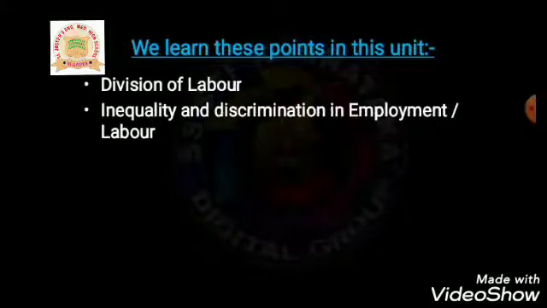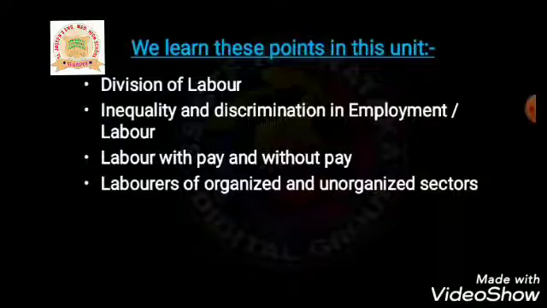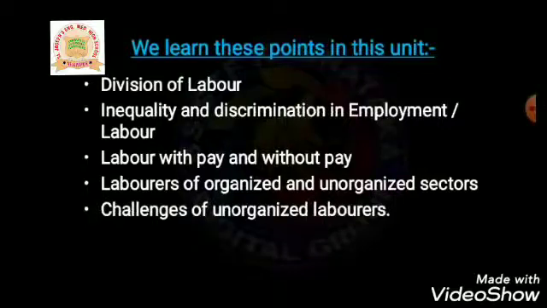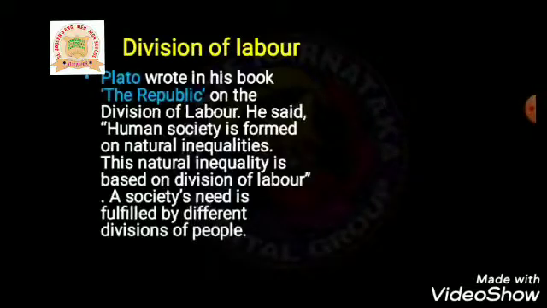and next is inequality and discrimination in employment or labor, and the next is labor with pay and without pay, and the next one is the difference between organized and unorganized laborers, and the last is the challenges which are faced by the unorganized laborers. So now let us begin with the first important topic from this chapter: what exactly division of labor means.